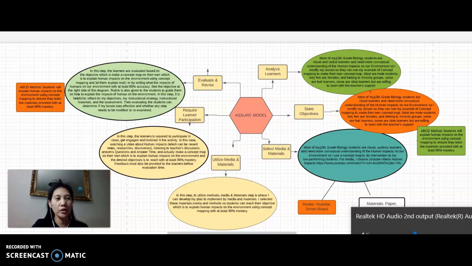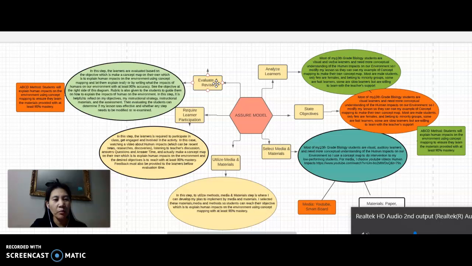I would like to report about my reflection on the ID model I used. The ID model I used is the ASSURE model, which is the short word for Analyze Learners, State Objectives, Select Media and Materials, Utilize Media and Materials, Require Learner Participation, and Evaluate and Revise.